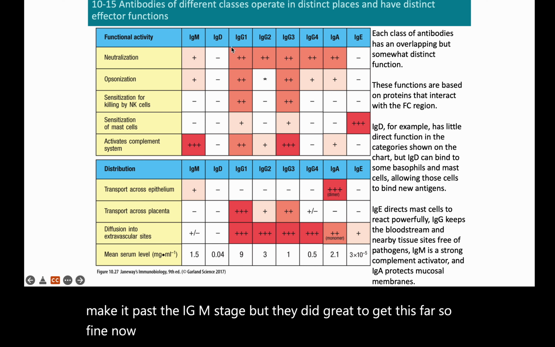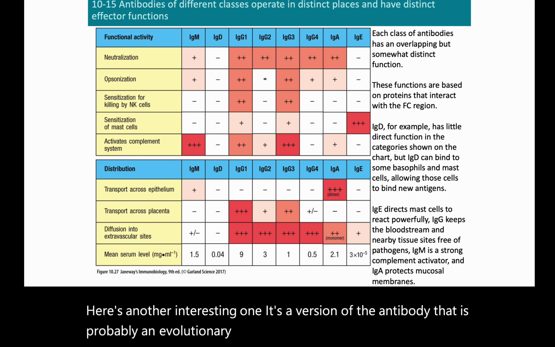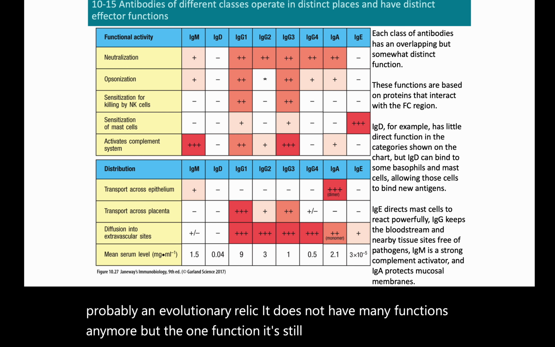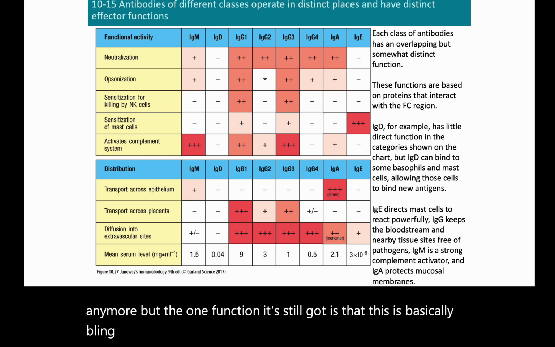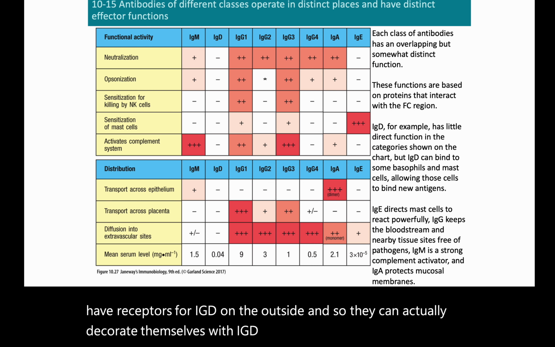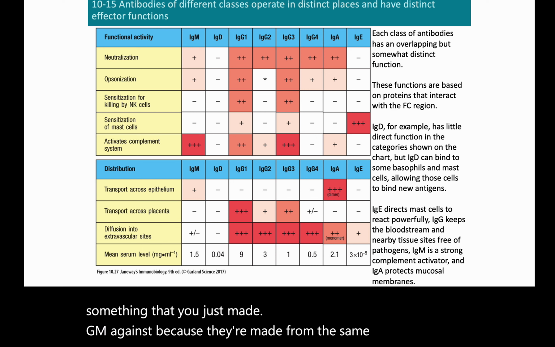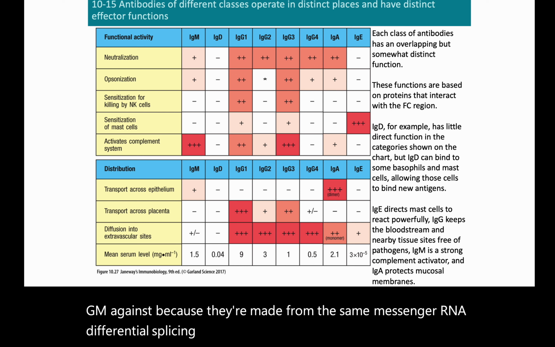Now, with your IgM, you're going to get IgD, and so IgD is another interesting one. It's a version of the antibody that is probably an evolutionary relic. It does not have many functions anymore, but the one function it's still got is that this is basically bling for your mast cells and your basophils. So cells like that will have receptors for IgD on the outside, and so they can actually decorate themselves with IgD. And they're made from the same messenger RNA, differential splicing. So the same pre-messenger RNA, rather.